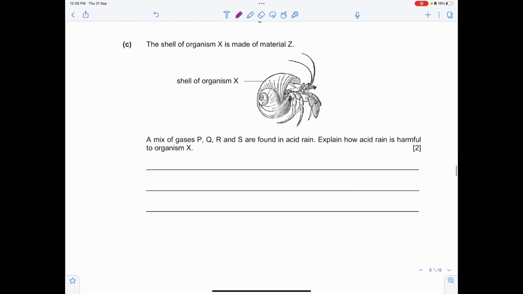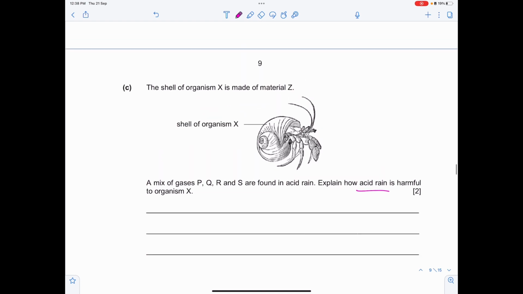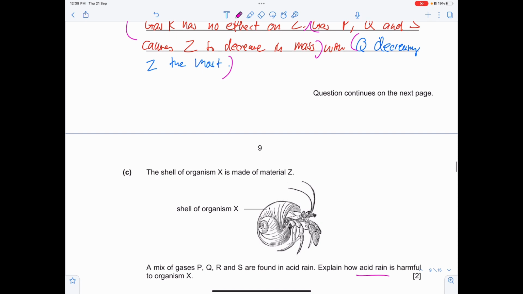Next, the shell of organism X is made of material Z. A mix of gases P, Q, R and S are found in acid rain. Explain how acid rain is harmful. So we're talking about acid rain, right? So you need to refer to your previous question. Okay?